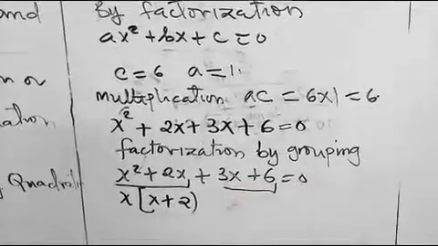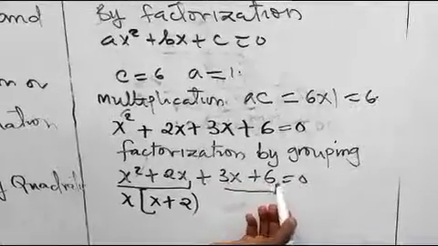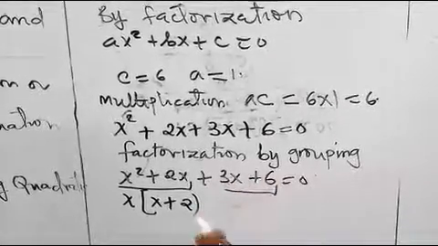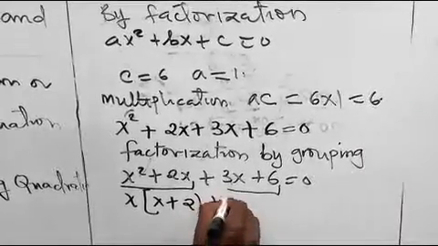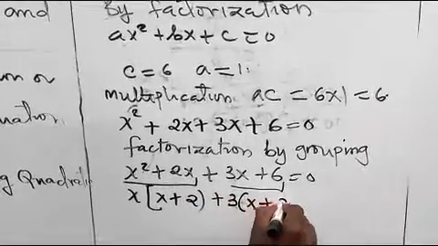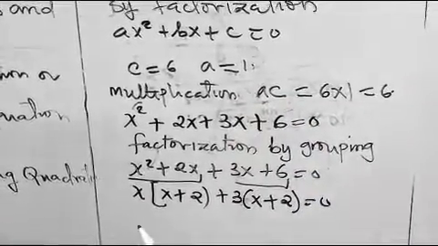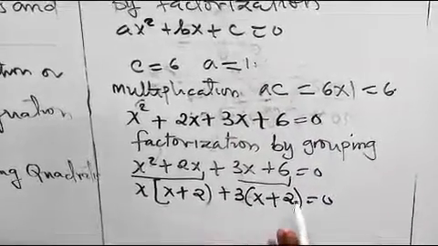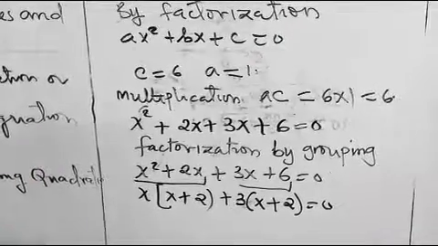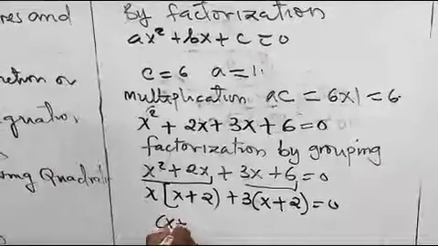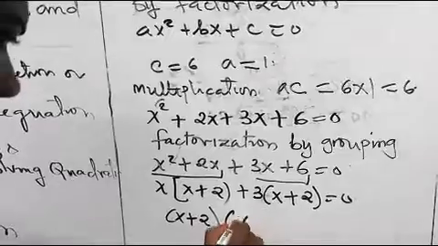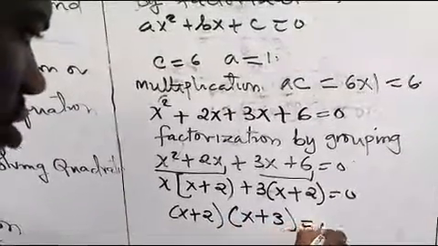And here we factorize what's common: 3 is a factor of 6, so we factorize 3. We have plus 3 into x plus 2 equals 0. What's common now is x plus 2 and x plus 2, so we factorize x plus 2. We have x plus 2 times x plus 3 equals 0.